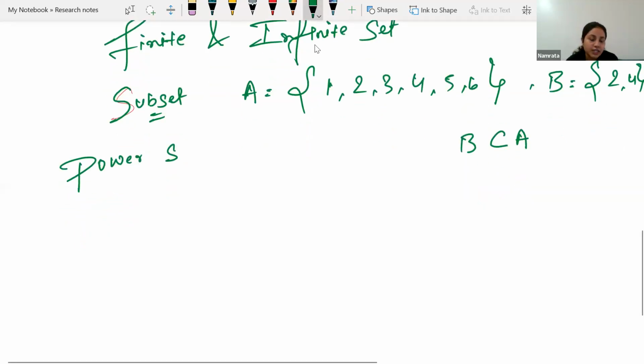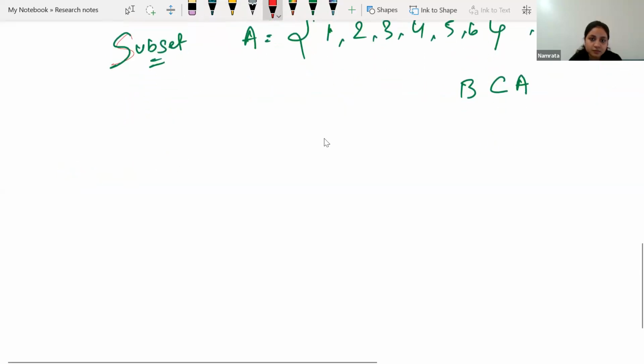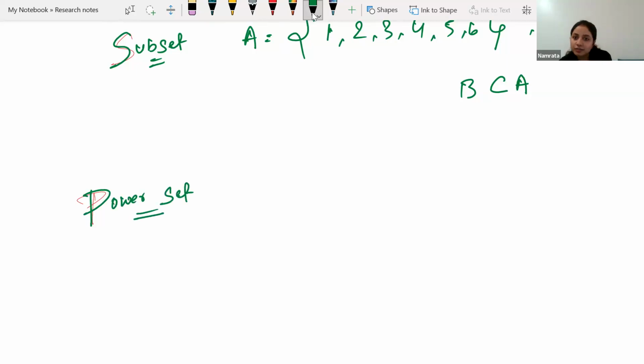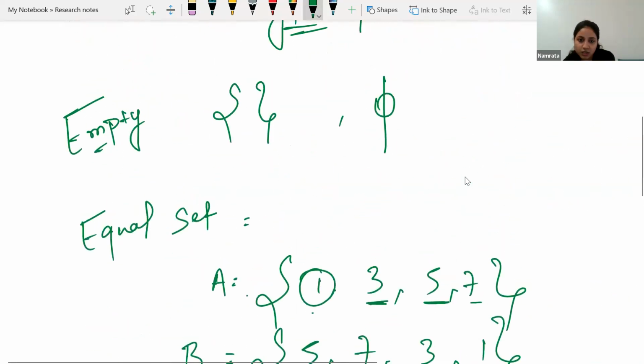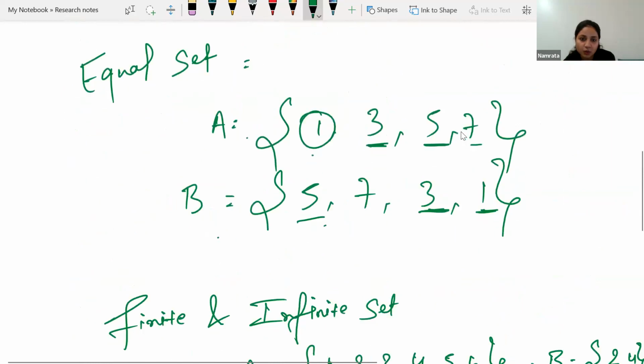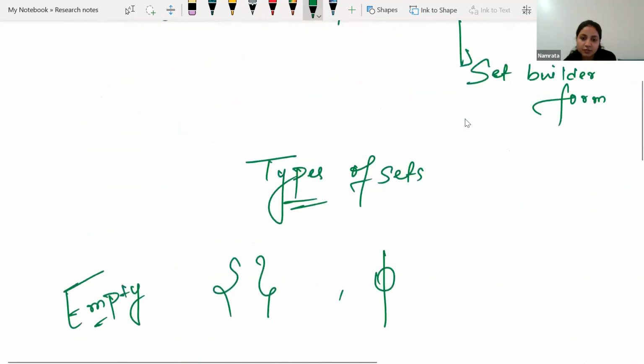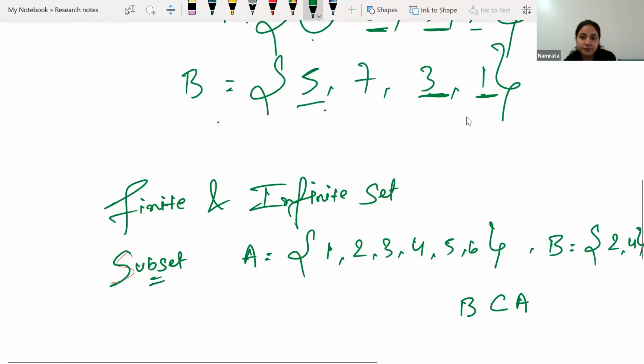Now, let's take the concept of power set, relating the concept over here. Power set. So far, this was a quick discussion of the topics which are already known to you. Is there any confusion over here? No, ma'am.